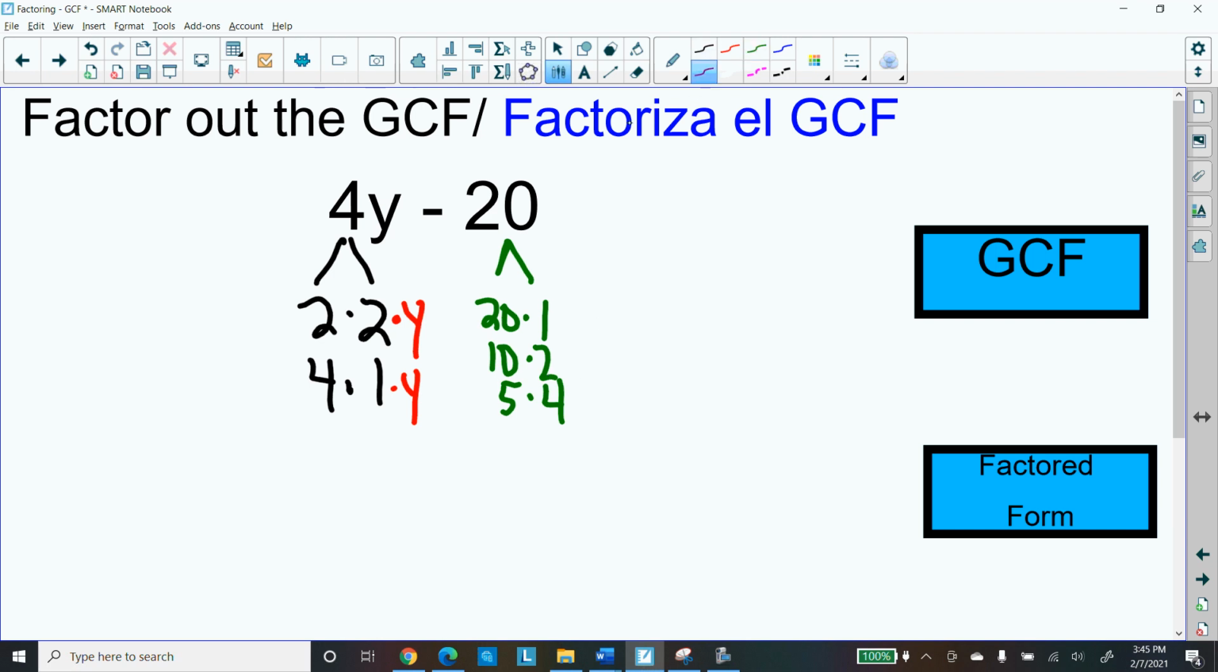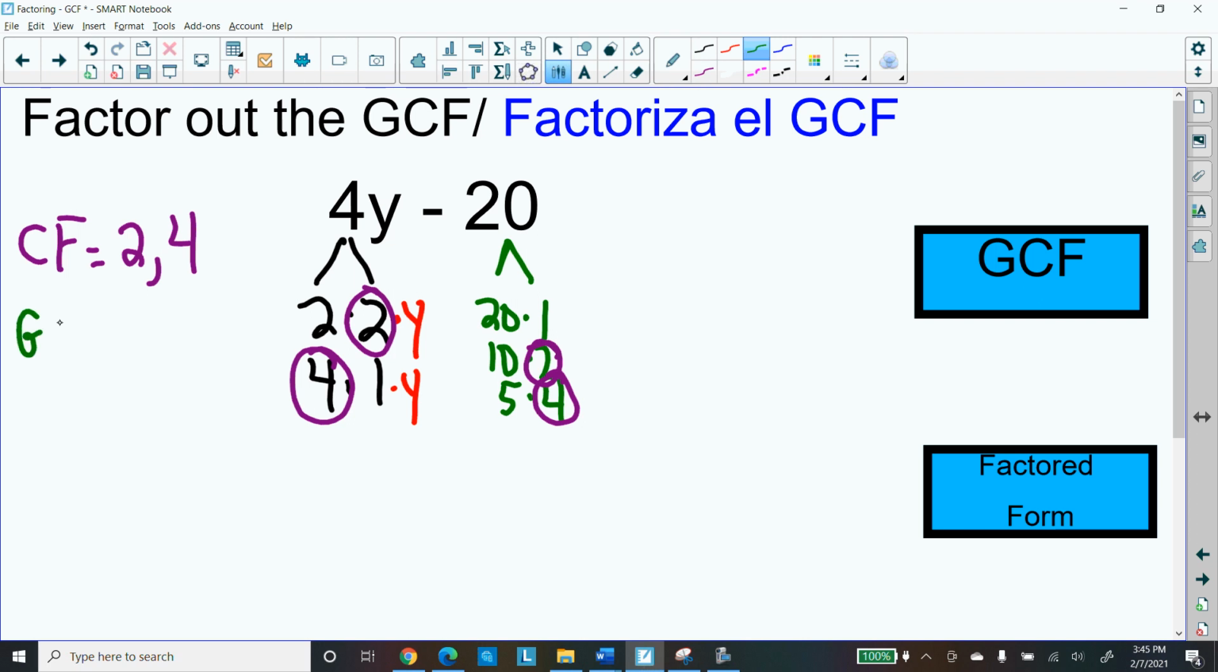So let's circle what numbers they have in common. They definitely have a 2 in common. And I also see they have a 4 in common. So my common factors are 2 and 4. Now I'm looking for the biggest number that they have in common. My GCF, greatest common factor, would be 4. Why? Because it's bigger than 2, and it divides into those numbers real easily.